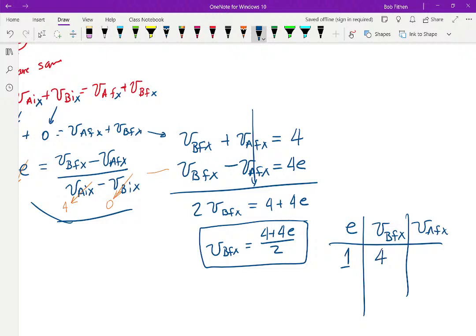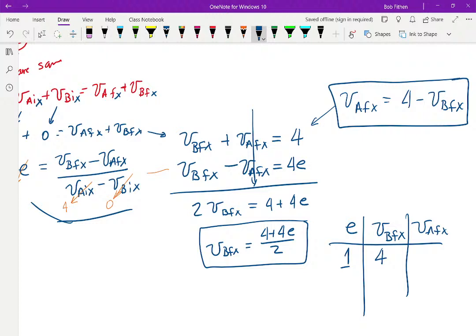What does VA final equal to? Well, I got to go back to one of these equations. I'm going to go back to the first one. I'm going to say VA final X is equal to 4 minus VB final X. So I'm going to use this equation. If I've got 4 and I put in a 4, I have no motion there.